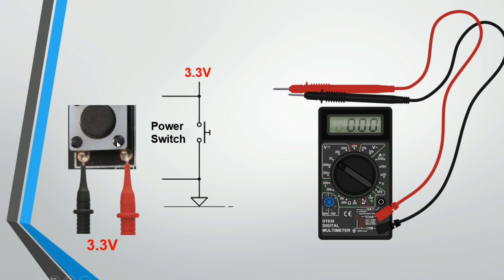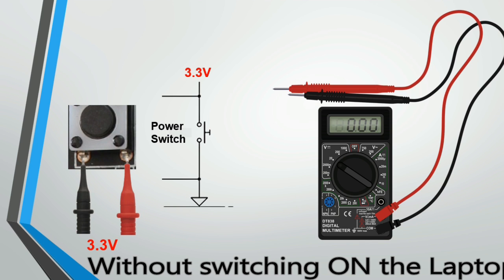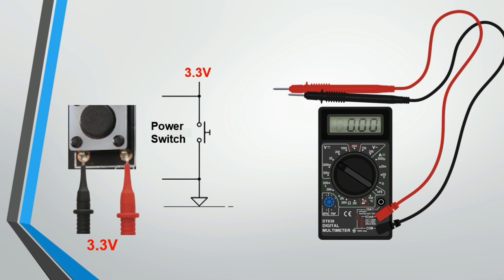If you disassemble the computer or the laptop, you will find the power button, and these are the power button pins. Actually, the power button has 4 pins: 2 low pins and 2 high pins. This is the power button schematic, as you see here. If you check the 2 pins of the power button using the multimeter, you have to find 3.3 volts. Without switching on the computer, you should find 3.3 volts between the terminals of the power button.